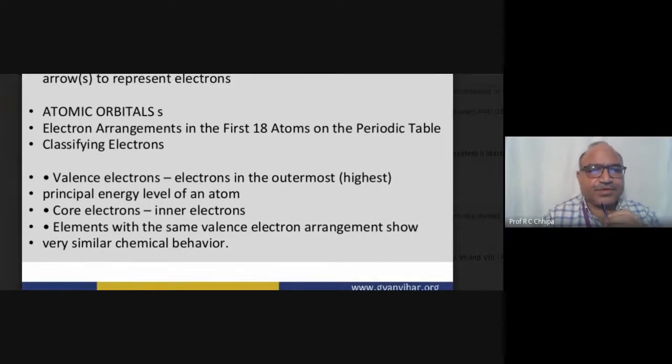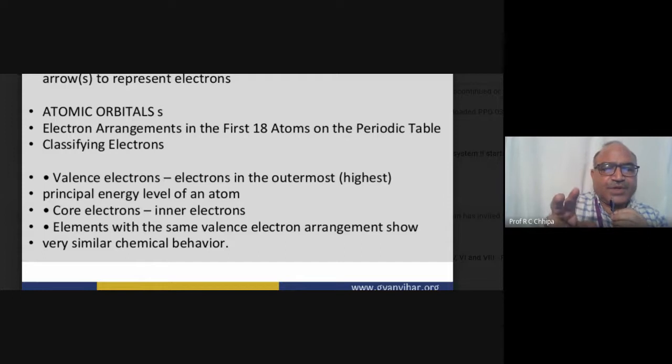For example, suppose we have the first 18 elements and their respective electronic configurations, so which atomic orbital is there. You can see and classify in the periodic table first of atoms. Here, suppose atomic number 1, atomic number 2, atomic number 3, atomic number 4. So that is the electronic arrangement. In atomic number 1, only one electron is there.